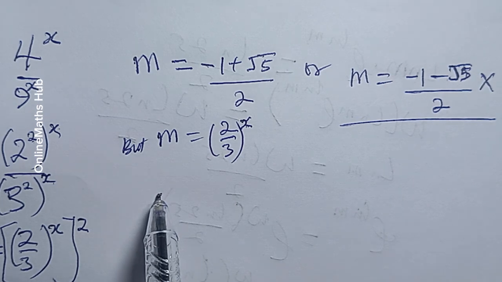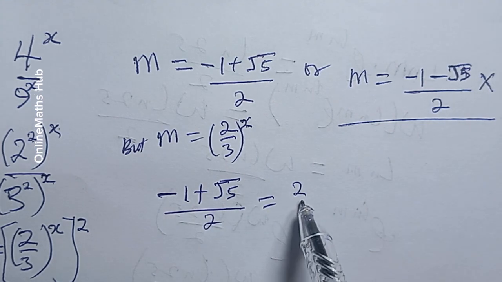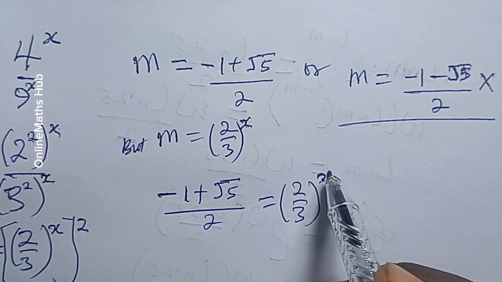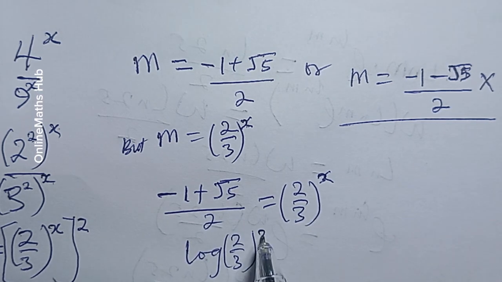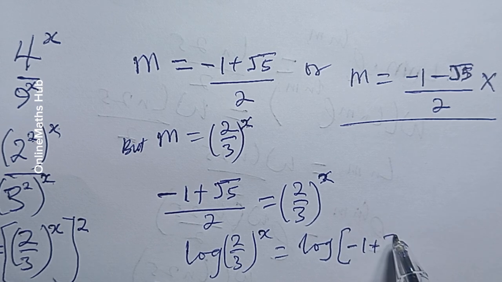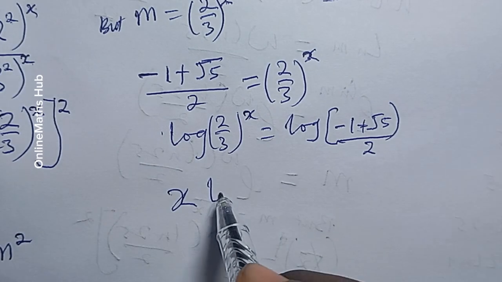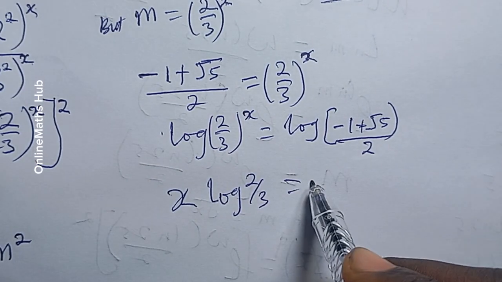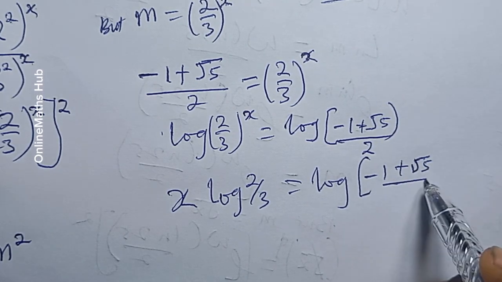So what we now have is negative 1 plus root 5, divided by 2, is equal to 2 over 3 all raised to power x. At this point we just go ahead and take the log of both sides, so that log of 2 over 3 all raised to power x is equal to log of negative 1 plus root 5, and of course divided by 2. And at this point, this can actually come down, so that we have x multiplied by log 2 over 3 is equal to log of negative 1 plus root 5, divided by 2.